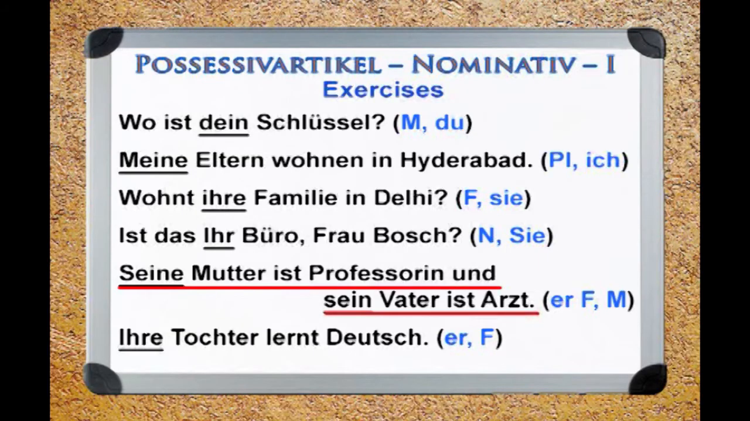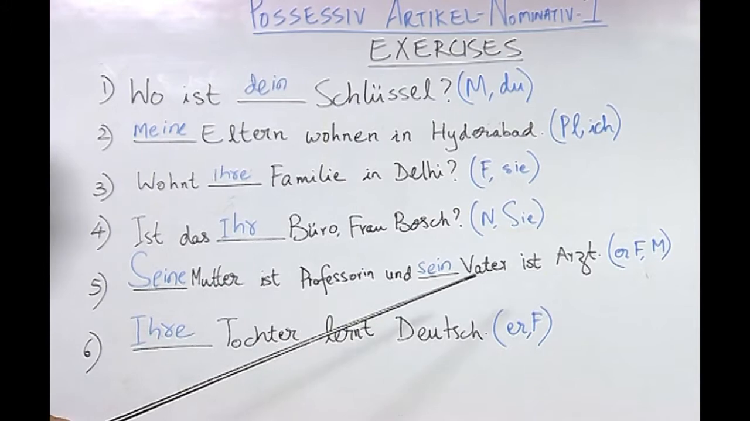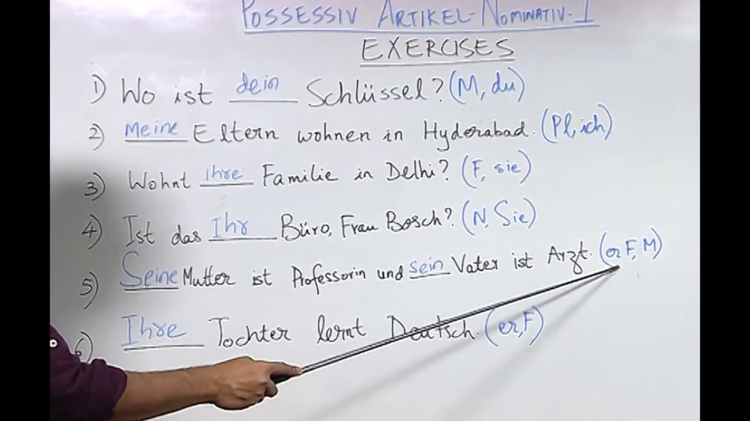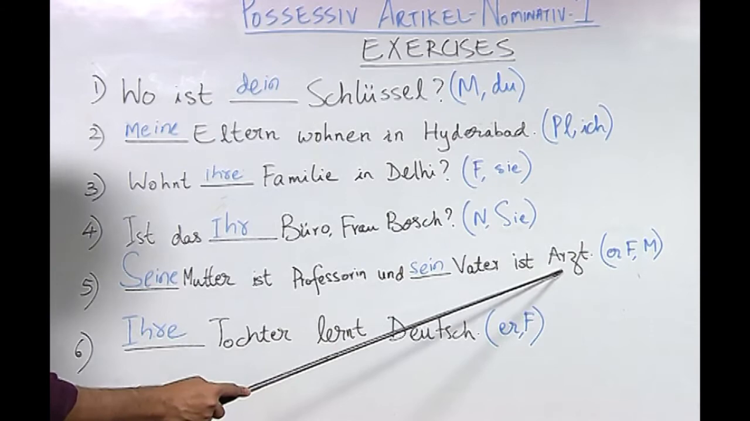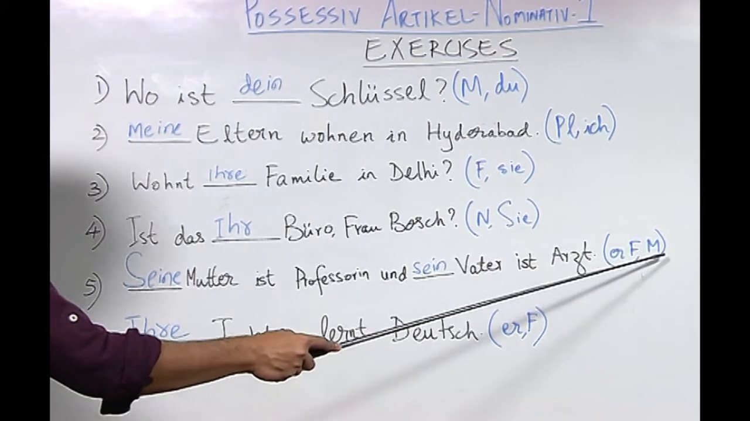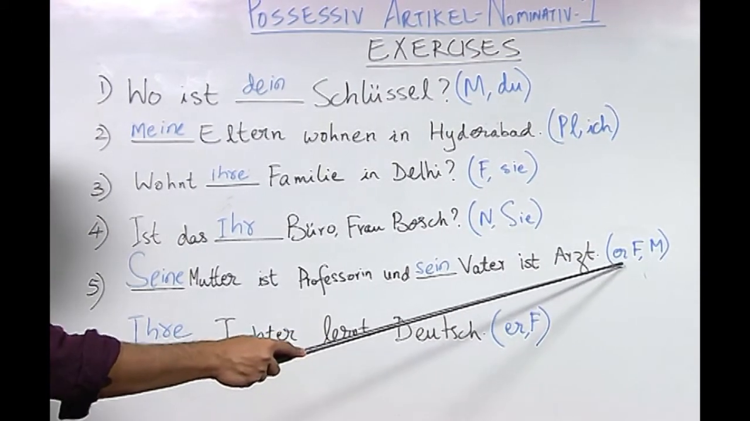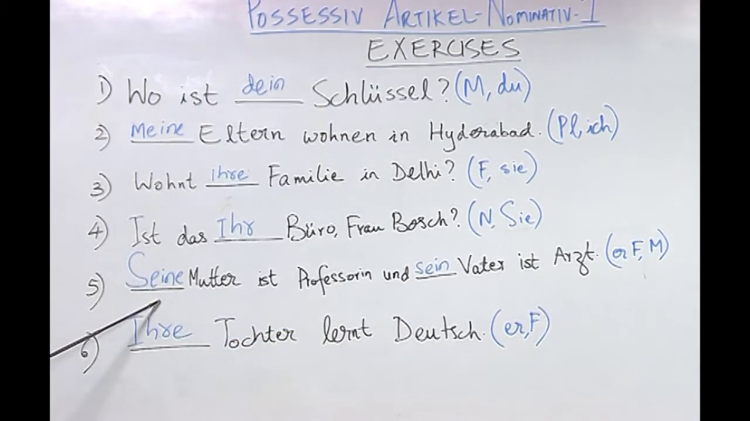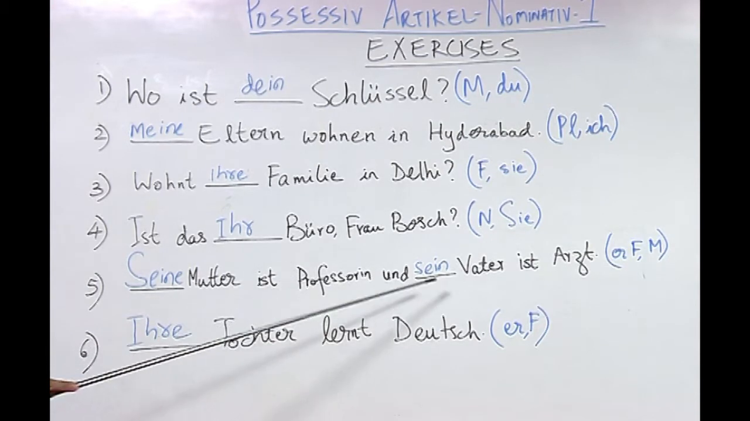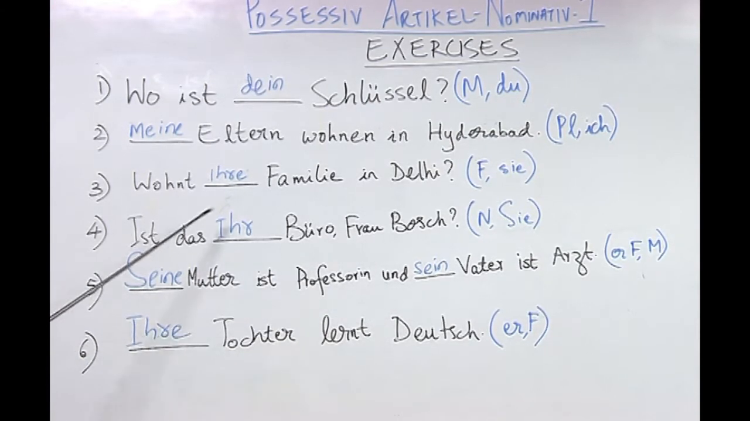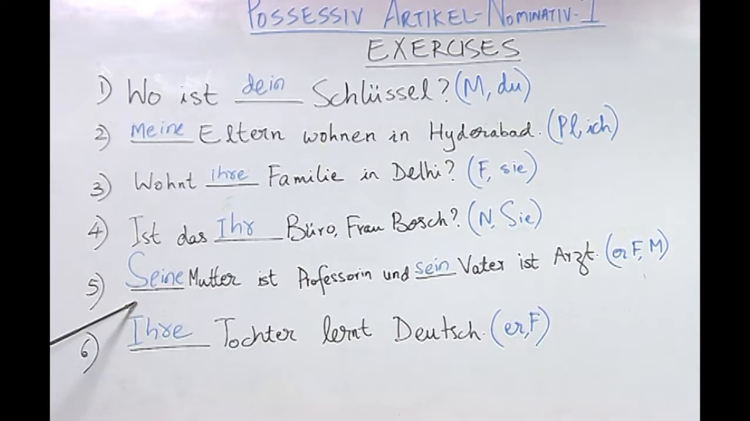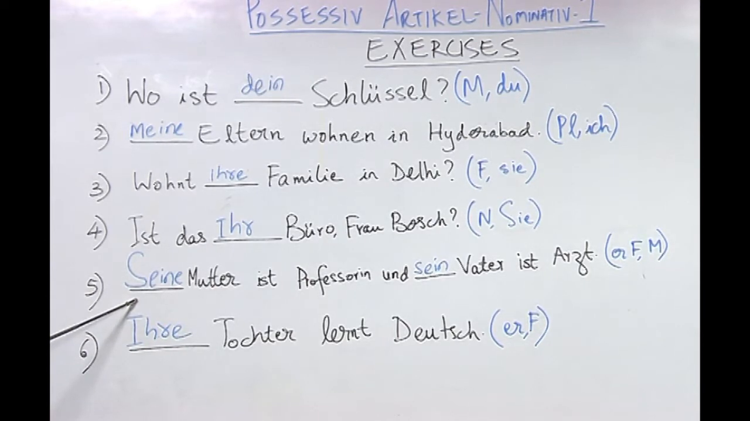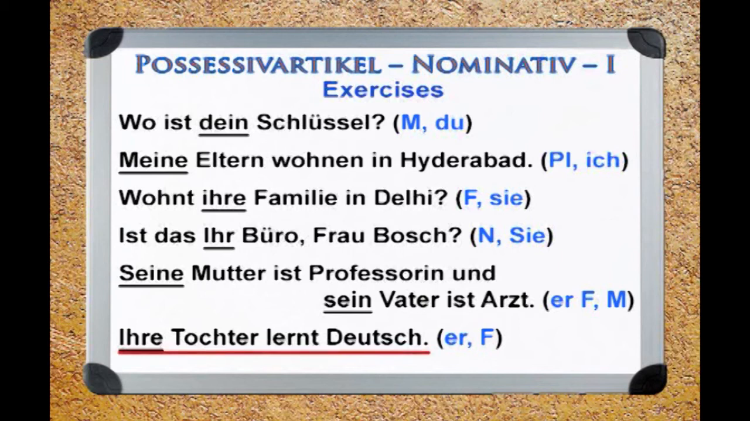Now, in sentence number 5, seine Mutter ist Professorin und sein Vater ist Arzt. Here, the student correctly identified that both the nouns Professorin and Arzt belong to feminine and masculine gender, and based on the pronoun the student wrote the correct possessive article: seine Mutter and sein Vater. Also, the student wrote s in capital here at the beginning because the sentence begins here. Now, let us look at the last sentence.